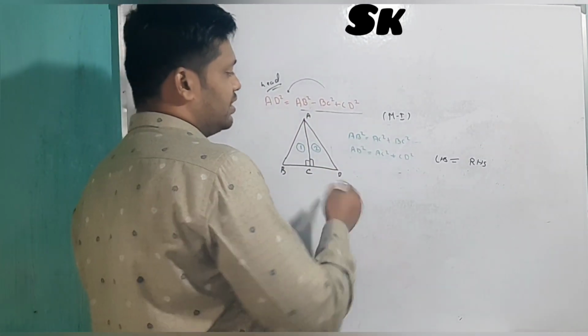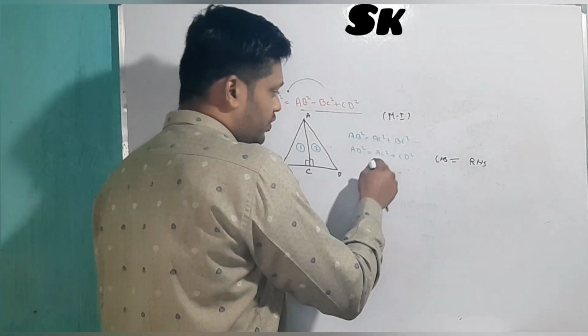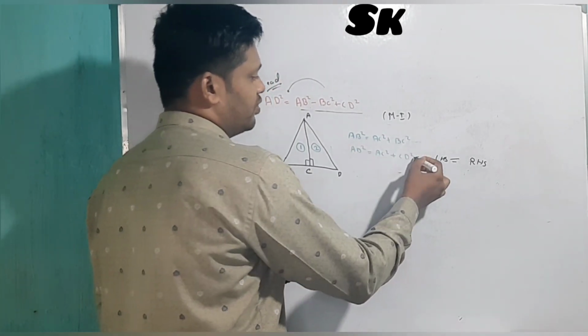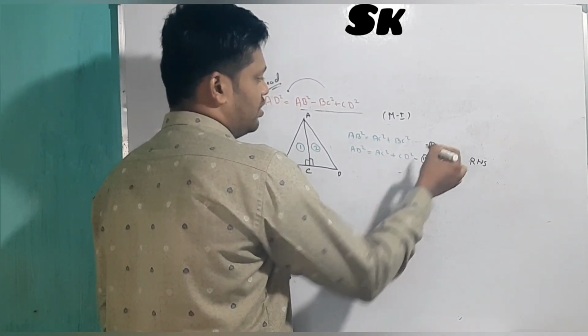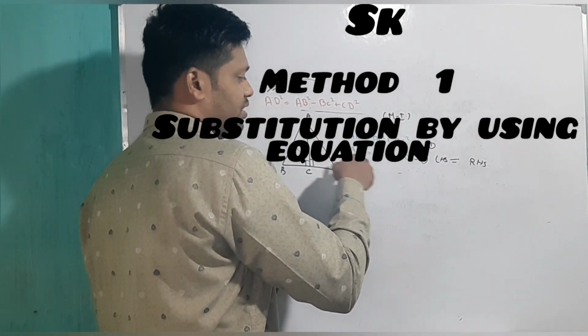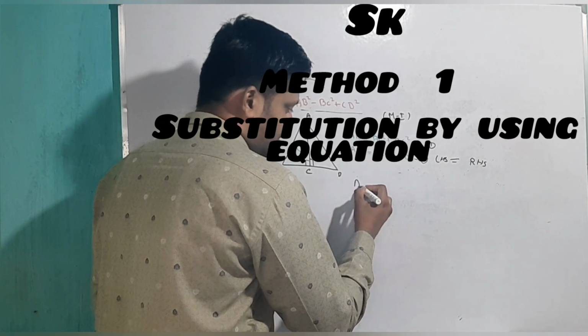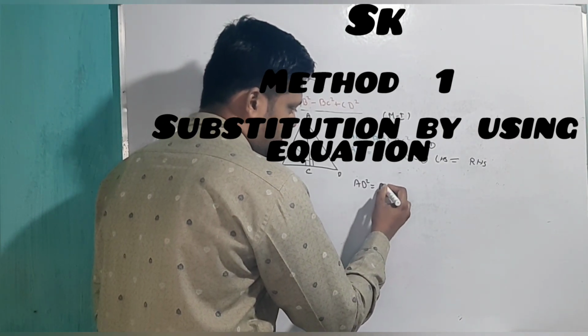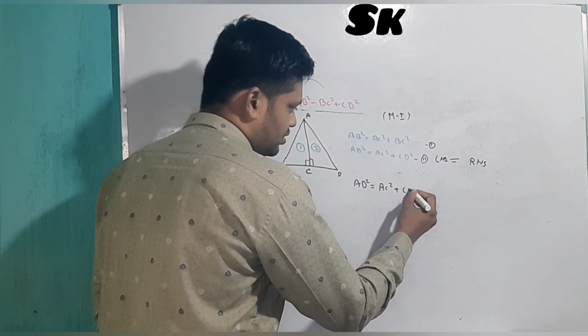So who is here now? AD square. In which of the two equations do you have it? Sir, in equation number 2. This one is 2, this one is 1. So we have to use this equation, because here it is also the head. So AD square is equal to AC square plus CD square.